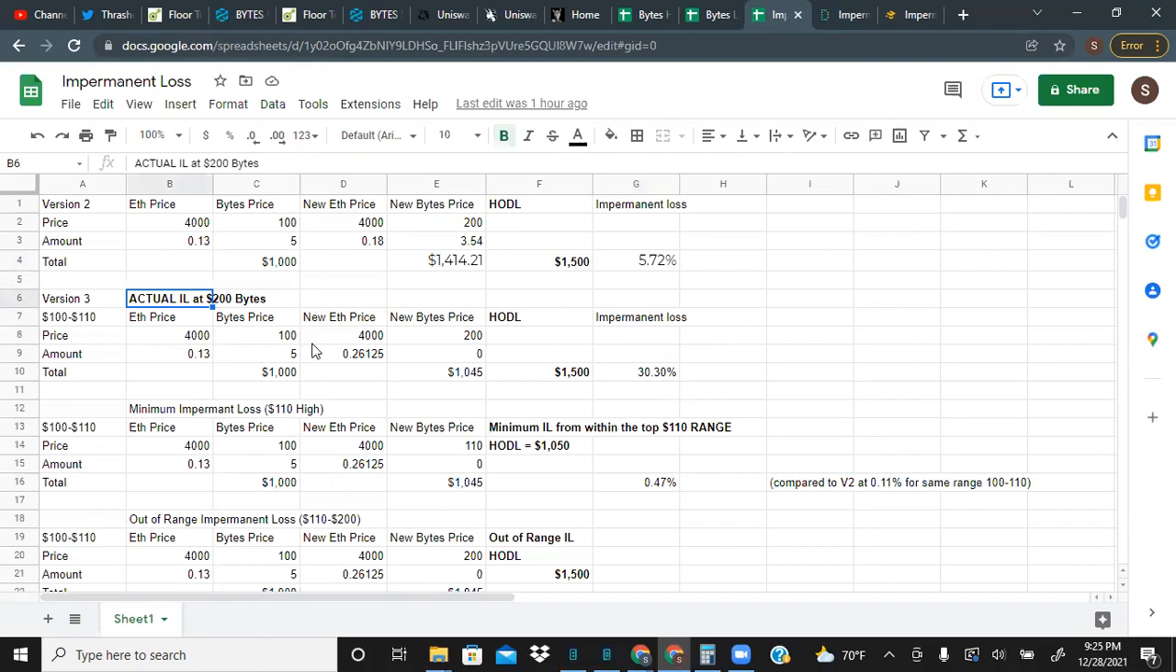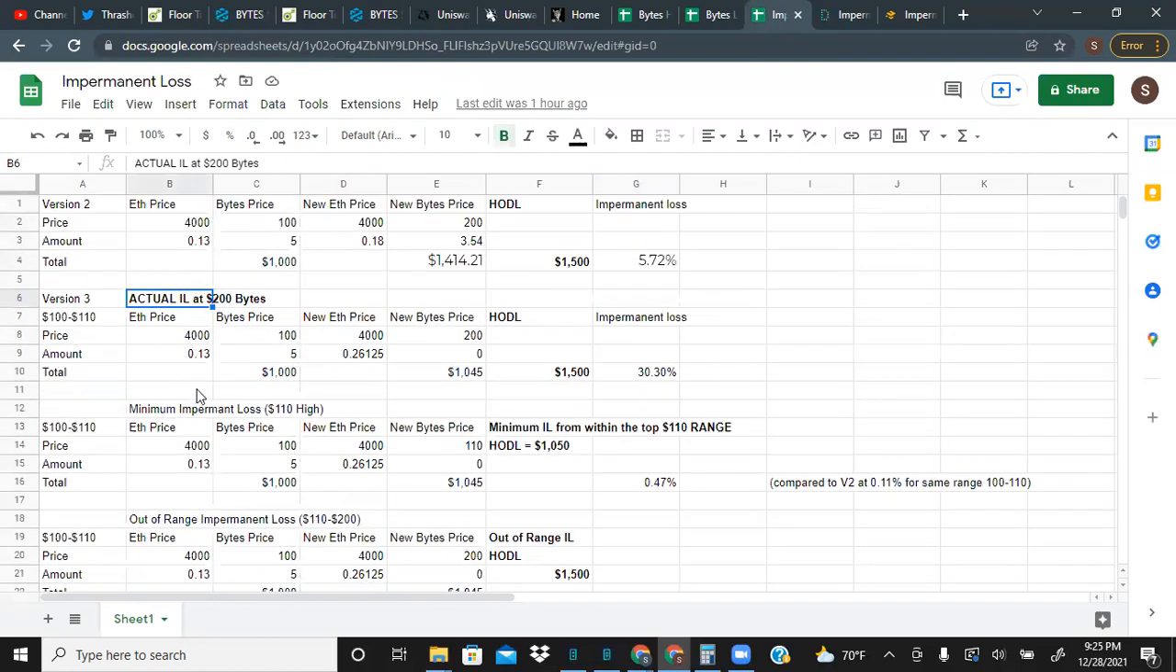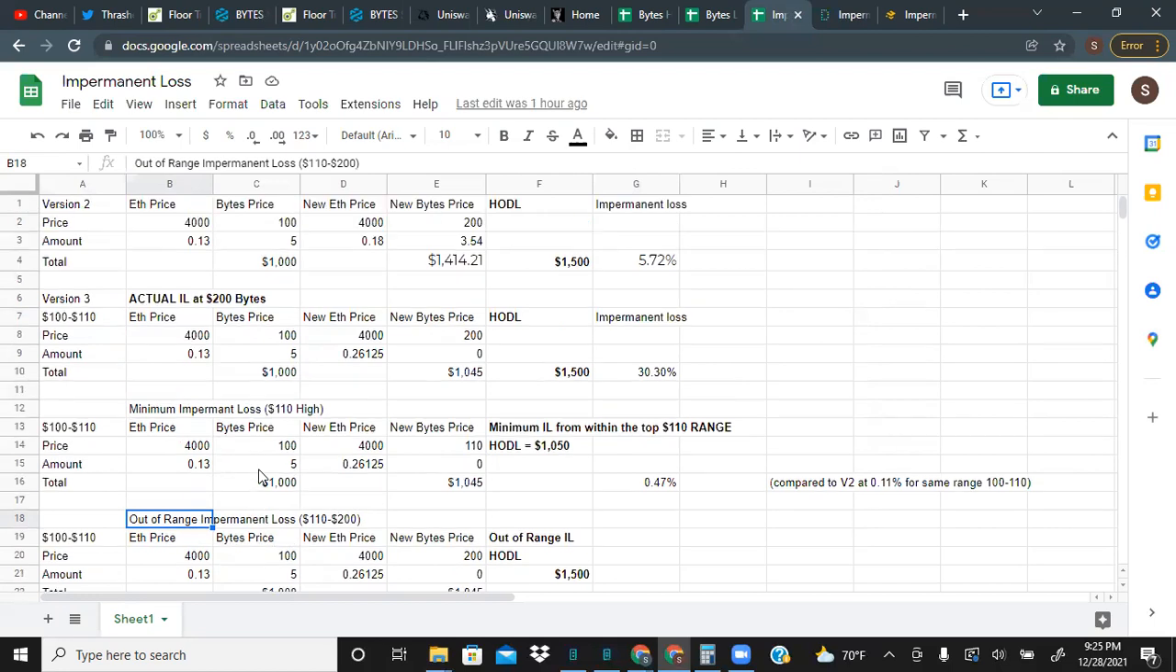Now, this is where it got a little bit more difficult. I went ahead and made a version 3 chart and just used some simple parameters for this. There's a couple things you need to understand about version 3 versus version 2, and that is, you're calculating something very different. This is the new thing that you're calculating, which is an out of range impermanent loss.